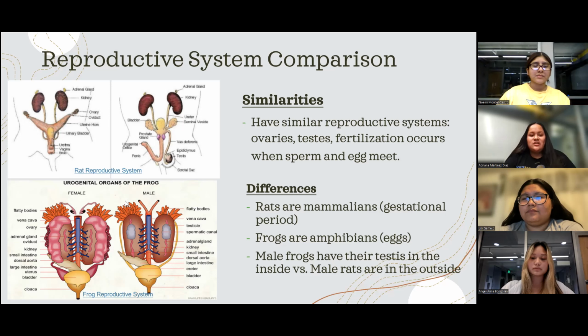gestational periods, which means that they actually carry their baby to term, in comparison to frogs, where they're amphibians, so they lay their eggs and let them sit until they become tadpoles. And besides that, the only difference in anatomy would be that the testes for a frog will be internal, in comparison to a rat, where they would be external, on the outside.